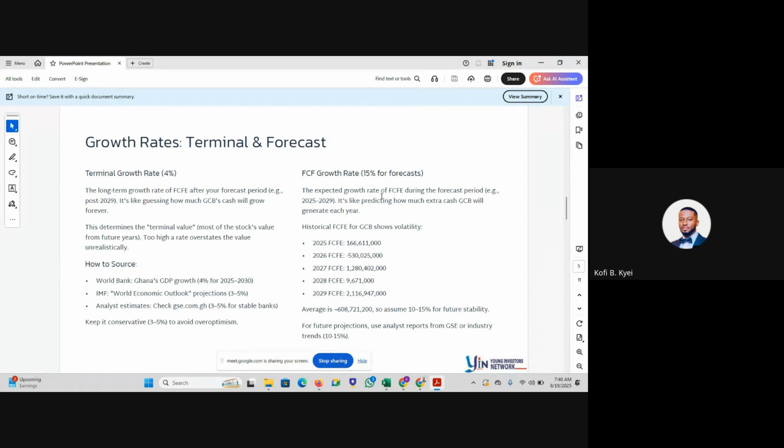And the FCF growth rate too, I made mention that it's the forecasted free cash flow. For my valuation, I did an average of the first 3 years because I realized that it wasn't stable, it's been fluctuating, and it will affect the growth rate that I'm going to use. So I did an average, and the average figure is what I use as the going forward values. So I pegged it at 15%. For future projections, analysts use the industry averages. So I pegged mine at 15%.